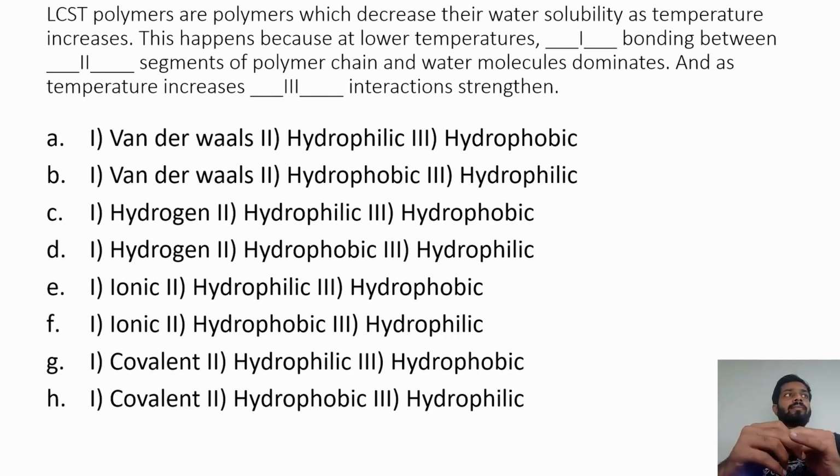So option C. Option C, hydrogen. So you're saying the hydrogen bonding between hydrophilic segments of the polymer chain dominate at lower temperatures, but as the temperature increases, the hydrophobic interactions increase, and that causes the hydrogel to shrink.